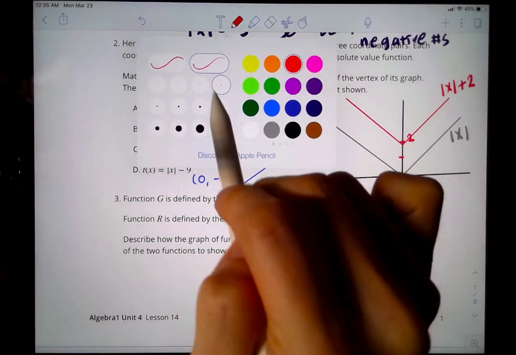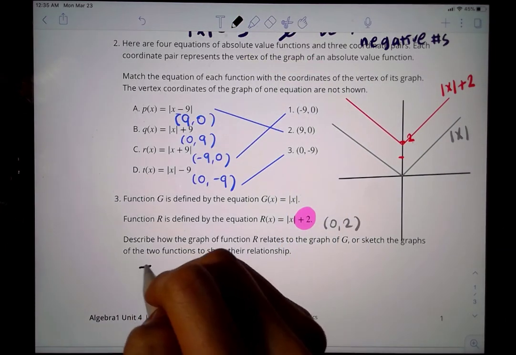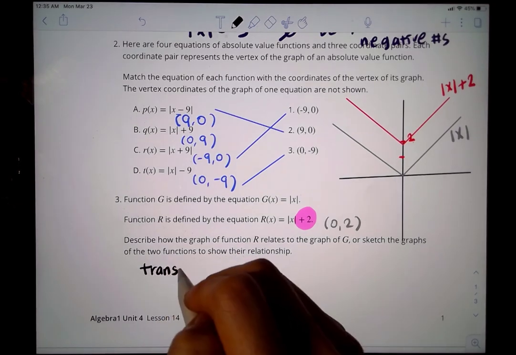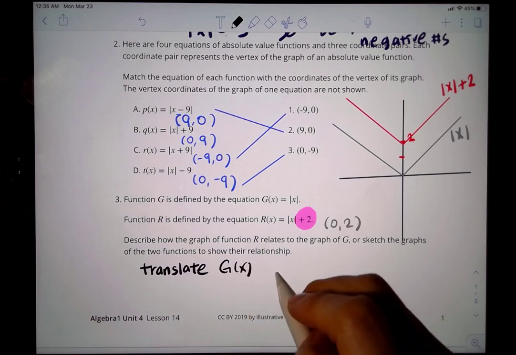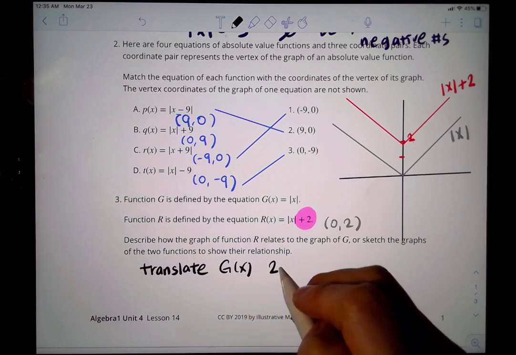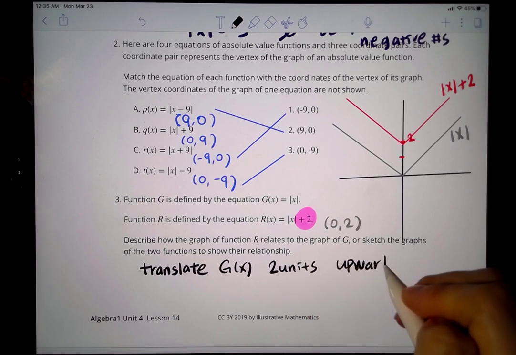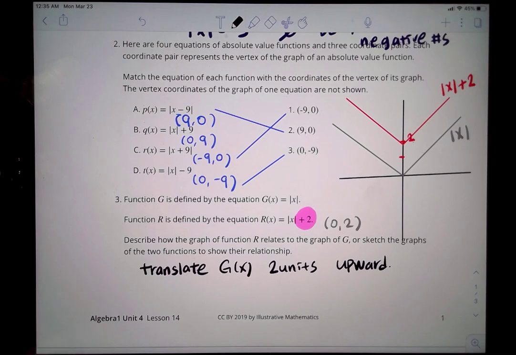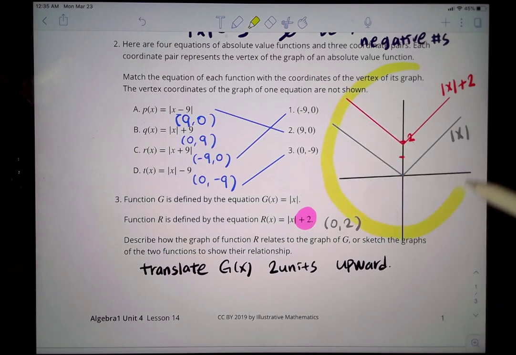And also, we can say that g of x translates 2 units upward. So if you want to talk about the transformation, then you can also write this. And also, this is the graph for number 3. Okay.